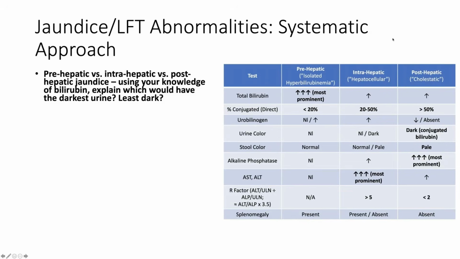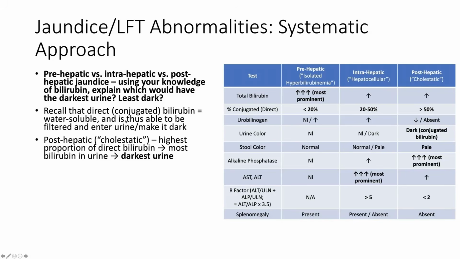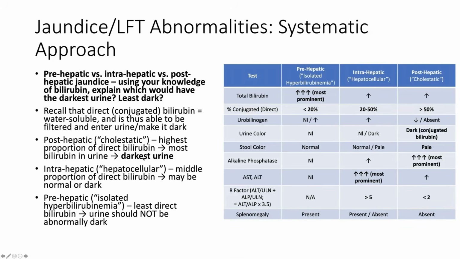Absolutely. And it's for exactly the reasons that you said, because the direct bilirubin will be soluble in the water, and so it can actually enter the urine. And so that's why post-hepatic is going to have the darkest urine. Intrahepatic, again, is going to have the middle. It's sort of like Goldilocks. It's going to have the middle amount of conjugated bilirubin, so it's going to have maybe a little bit of dark urine, but not too much.